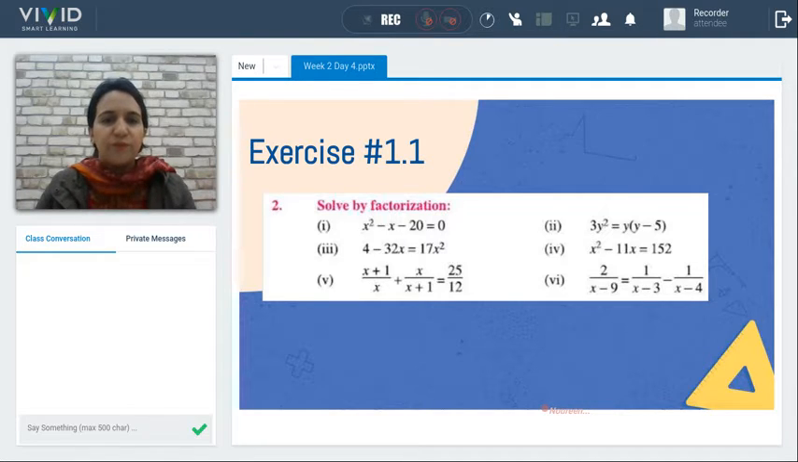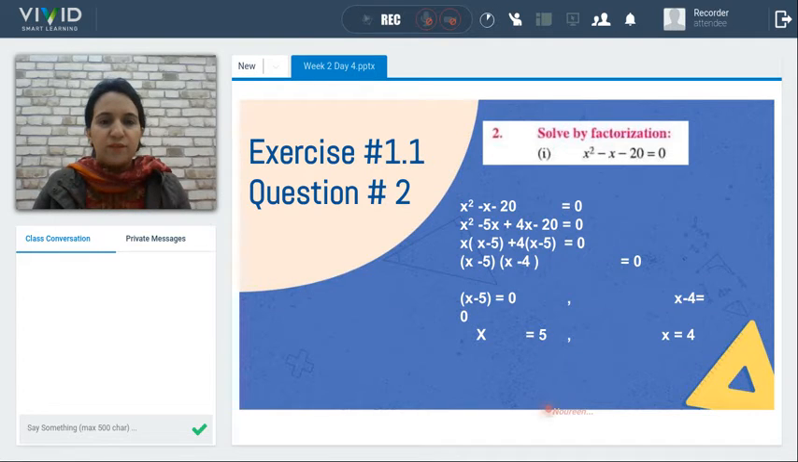We will be doing exercise 1.2, question number 2 from this chapter. Question number 2 is: solve by factorization. As we have already studied, we can solve quadratic equations in two ways, by factorization and by completing the square. The first one is by factorization. We have done its examples, and we will be solving these questions by factorization. So let's move on.